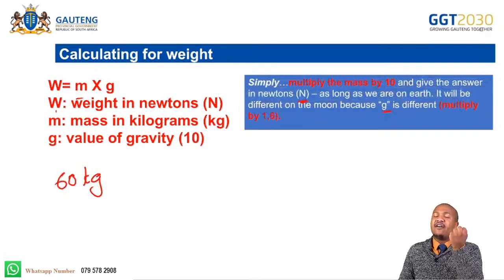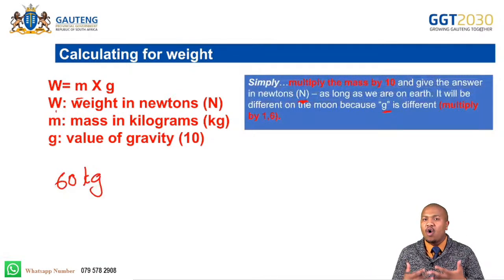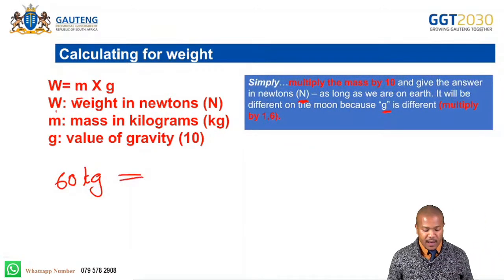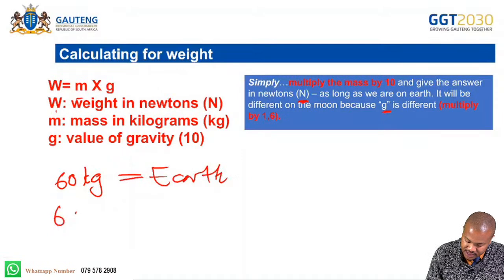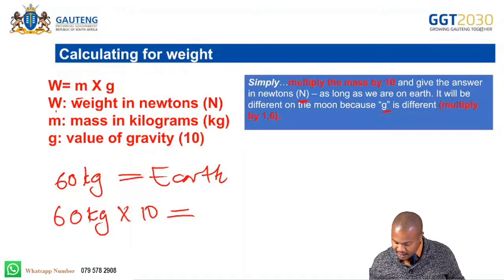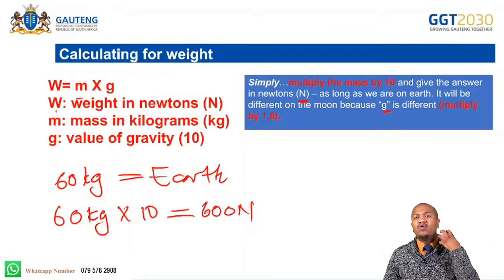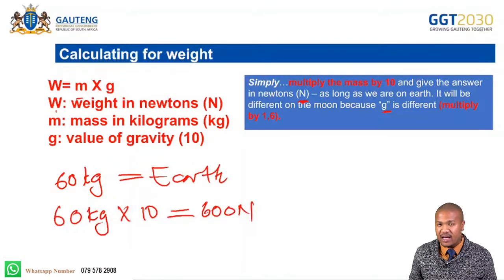60 kilograms. This is the heaviness of this person. This is the amount of matter that this person is made up of. And we need to calculate their weight on Earth and on the moon, right? So on Earth, as I've said, we multiply by 10. So meaning what? We take these 60 kilograms multiplied by 10. It gives us how many? 60 multiplied by 10 gives us 600 newtons, right?